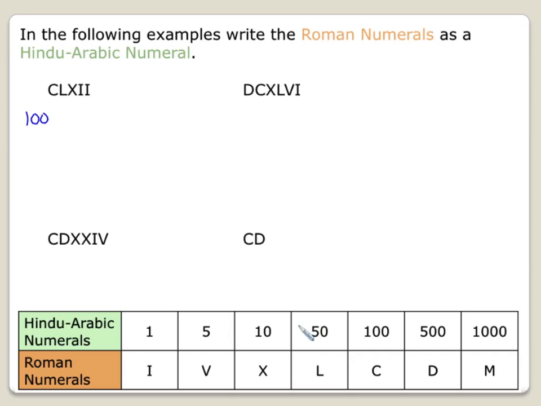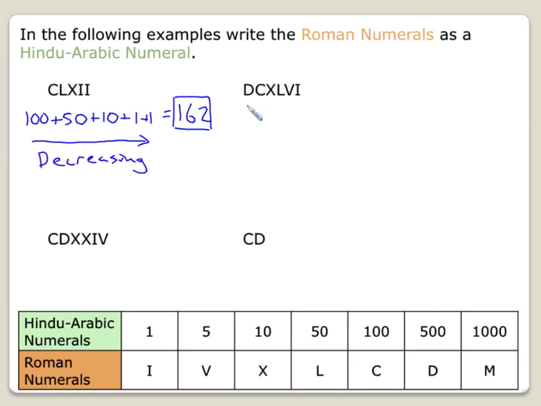And then I see an L, so I'm going to write a 50. And then I see an X, so I'm going to write 10. Then I see a 1 and a 1. Now, you just have to check, are these in decreasing order right here? Meaning, is every next numeral smaller than the one before it? Well, it is true. So in that case, you just add all these up. So this would be 150, 62. Okay. All right, let's try our next example.